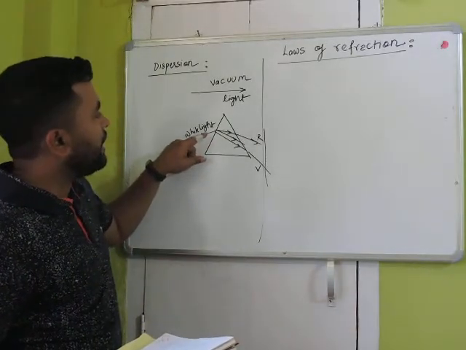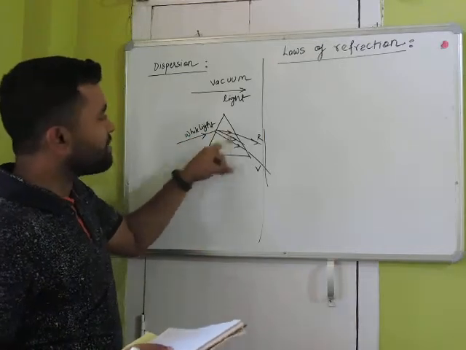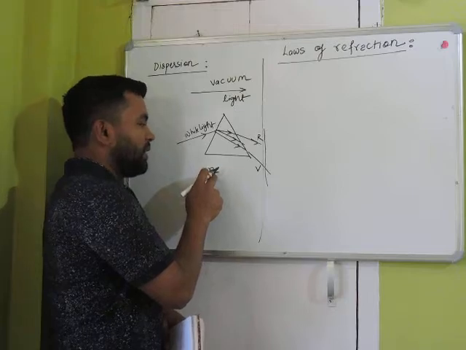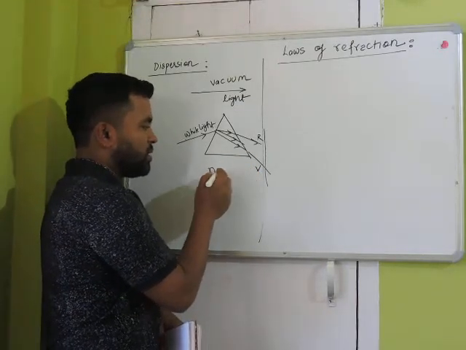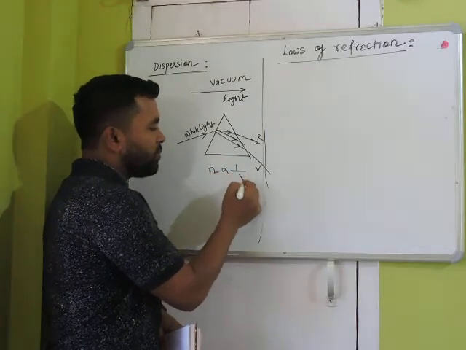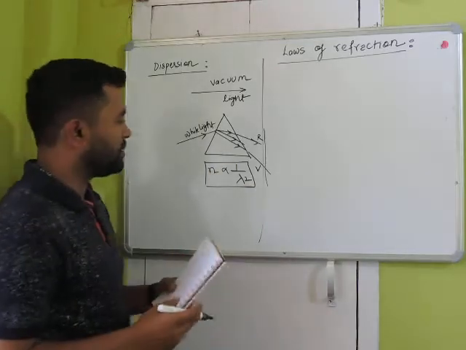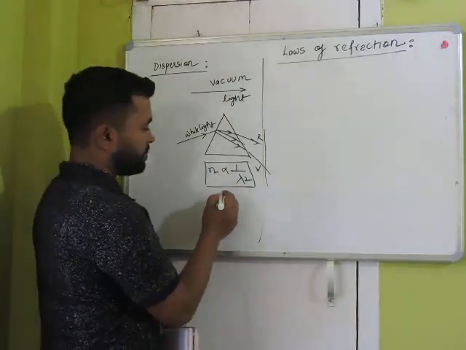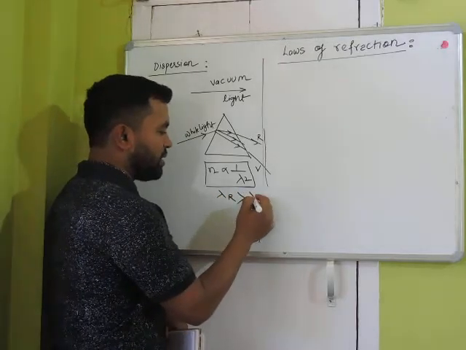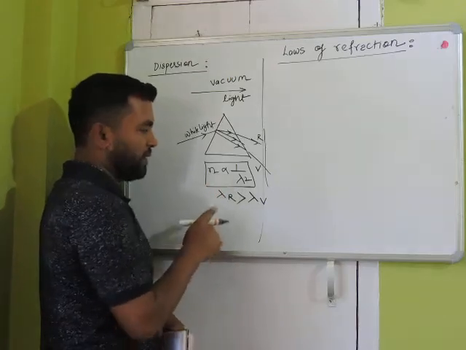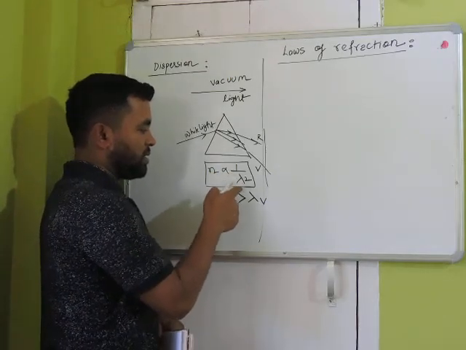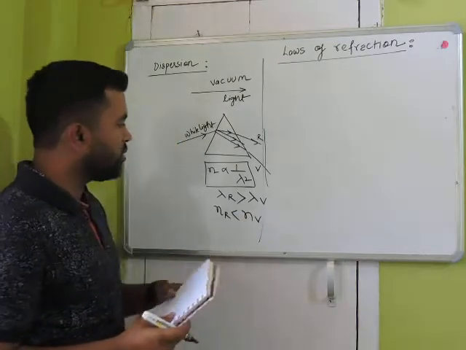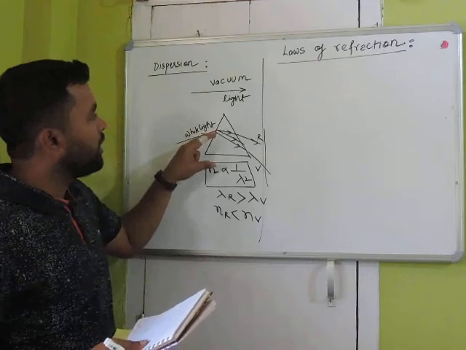What happens when light meets a medium, and this medium has a refractive index? This refractive index is somehow dependent on wavelength. Actually it is inversely proportional to lambda square. There is a complicated formula, but roughly you can say that n is inversely proportional to lambda. Now you all know that the wavelength of red is greater than the wavelength of violet. So the refractive index for red light is less than the refractive index for violet.